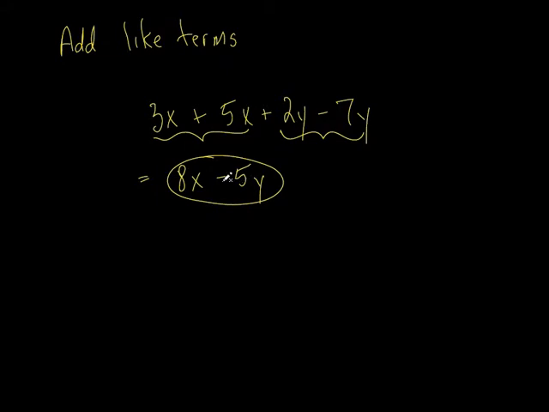It's like having eight apples and five bananas, okay? You can't add a, well, you could put them into a blender, get a smoothie out of it or something, okay? But you can't just get one piece of fruit when you add them up, all right? So they're two separate pieces of fruit. They're separate x, separate y, and you're good to go there, all right?